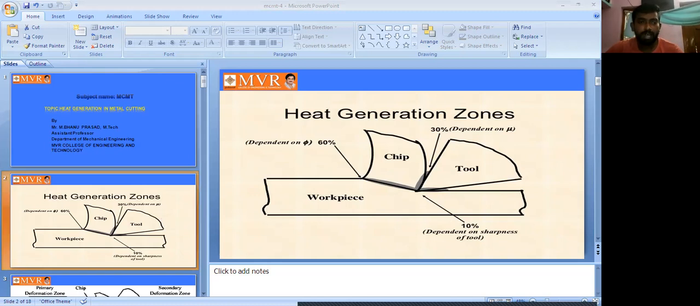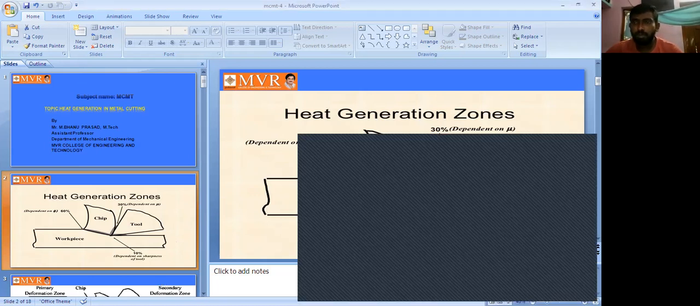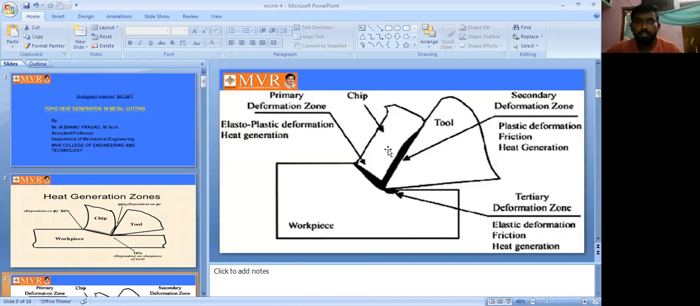Next, we can see another diagram of heat generation in the metal cutting tool. In this diagram, you can see the workpiece, chip, and tool. Here 60% of the heat will be generated. This we can call the primary deformation zone. 30% of the heat will be generated here. That is called the secondary deformation zone.